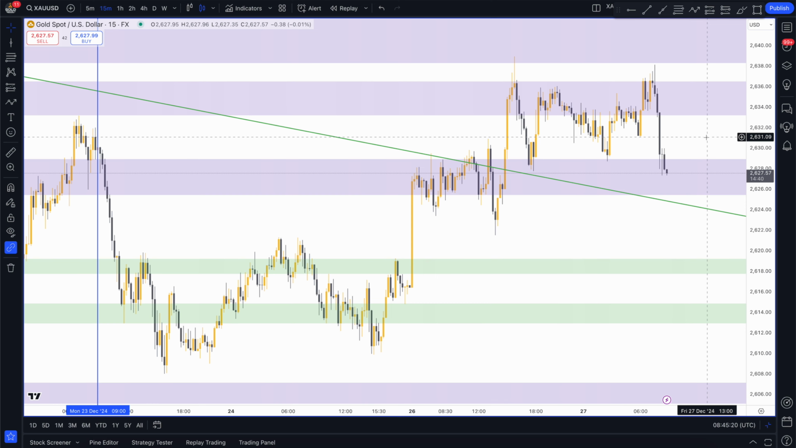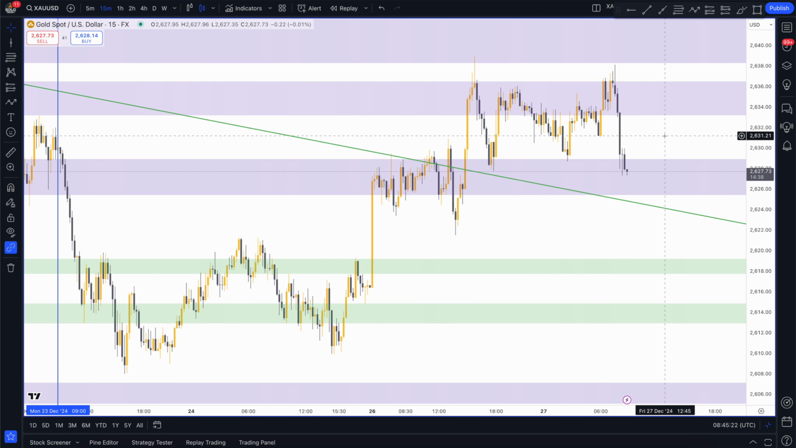Obviously we are pre-London and New York session, so there's not a lot of volume in the market. However, there is a considerable amount, since the market has been on and off these last few days as it has been Christmas.